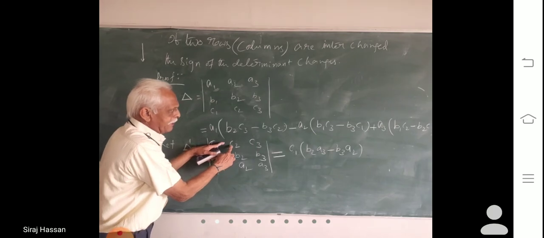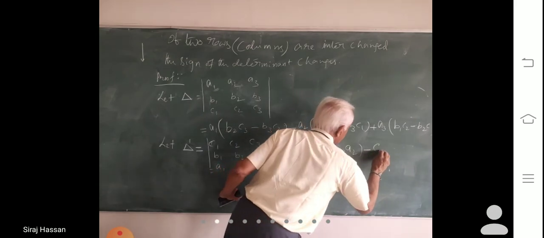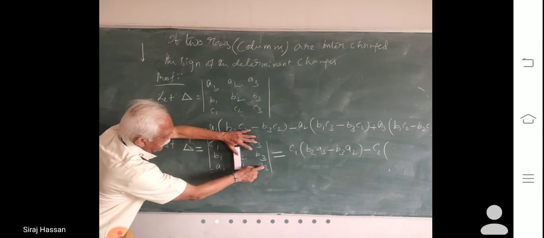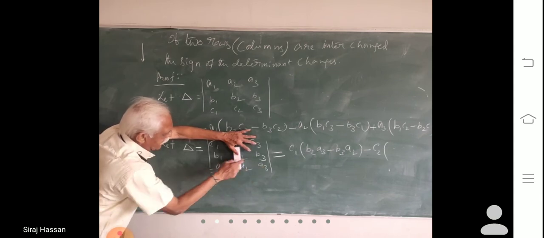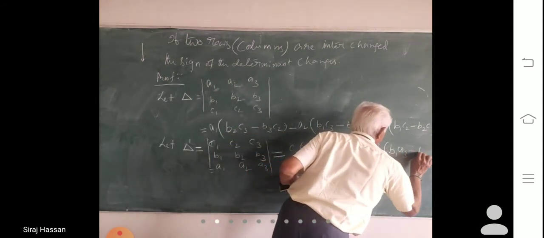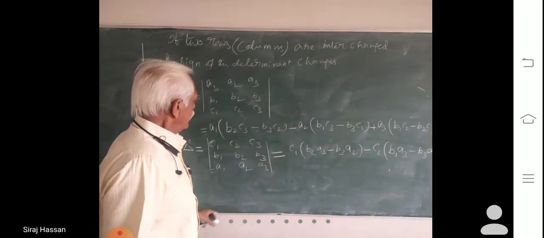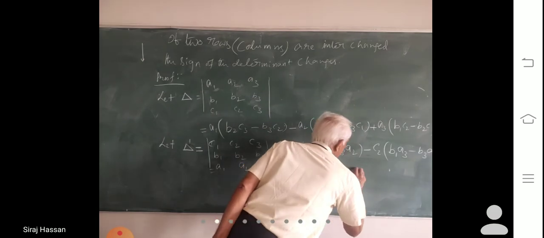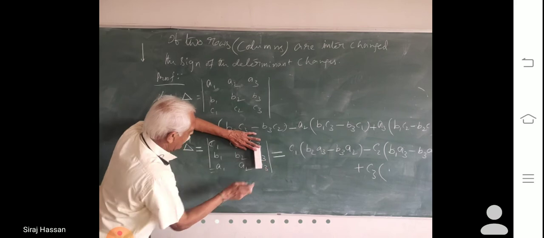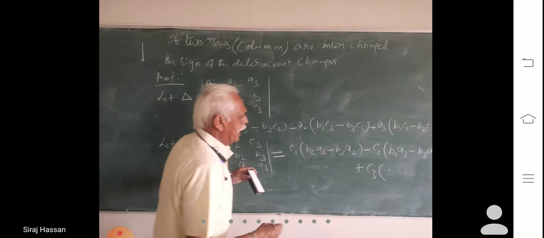While expanding the second element, put a minus: C2 into, eliminating this row and column, B1 A3 minus B3 A1. Now with the third element, C3 into, eliminating this row and column, B1 A2 minus B2 A1.